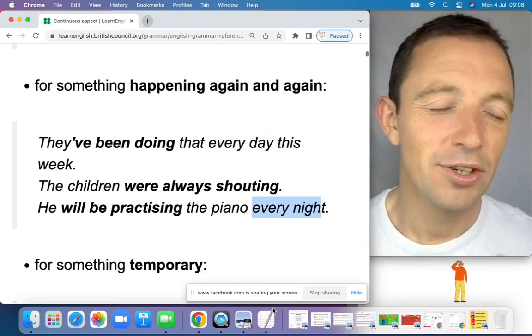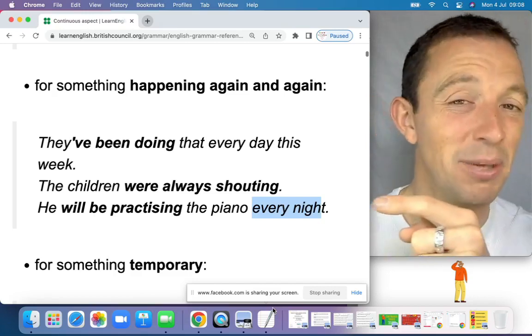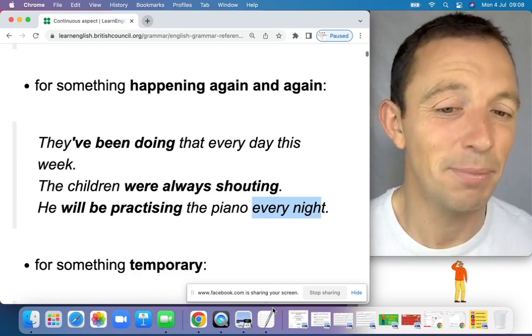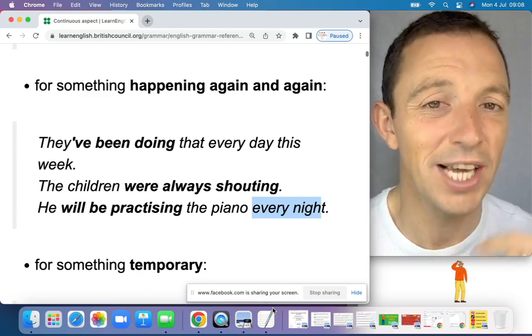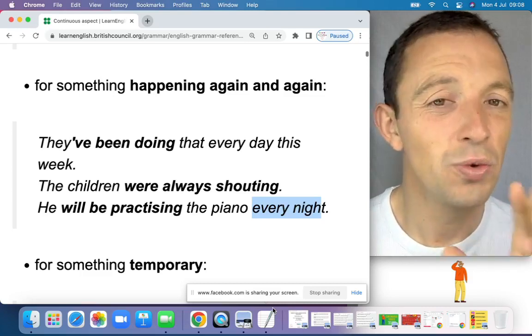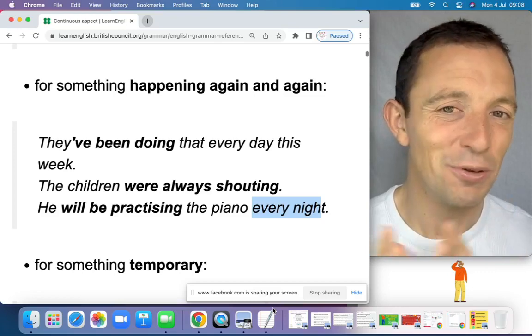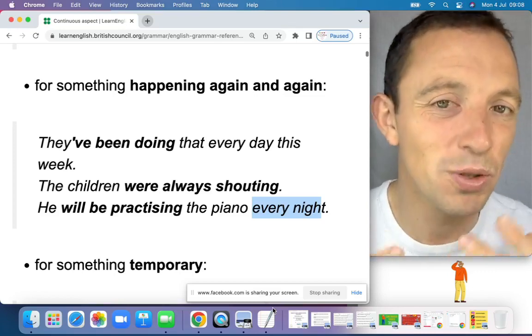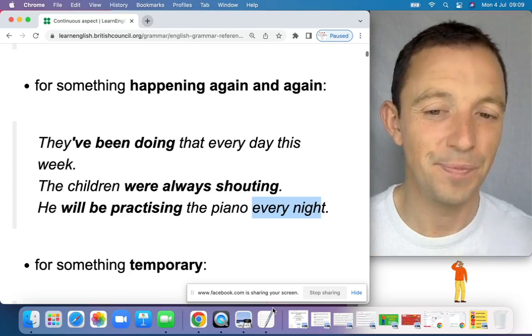Okay, so there are different ways to say this; the sentence is possible in the present simple. They practice the piano every night, so the present simple is also possible for a routine, something that happens again and again. So don't worry too much about the definitions here. Don't worry really, because I think most people understand the general idea of the continuous.